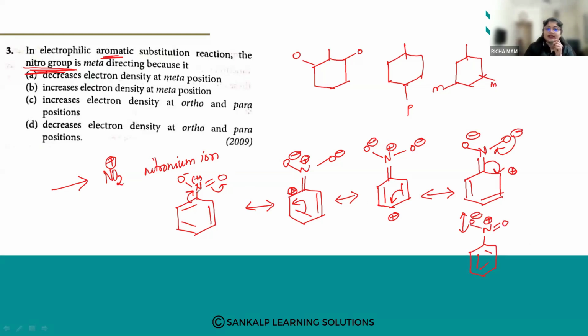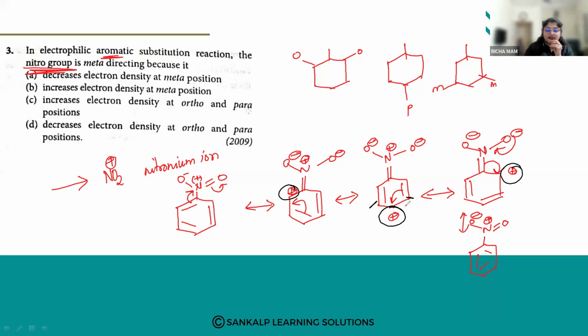Here you can see this nitro group. When you see the nitro group, it is withdrawing the electrons. From which position is it withdrawing? It is withdrawing the electrons from the ortho and para positions. So the electrons are being withdrawn there. So what happens at the meta position? At the meta position, it has high electron density because electrons are not withdrawn from the meta position. Only at ortho and para positions are the electrons withdrawn. So the electron density at the meta position will be higher.